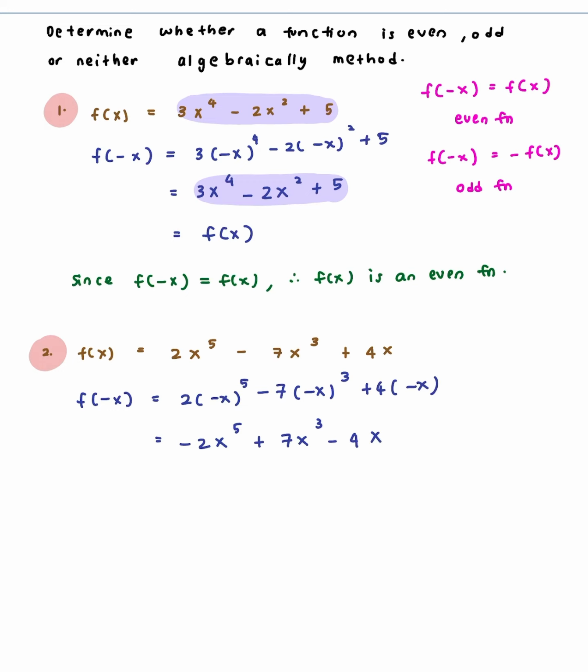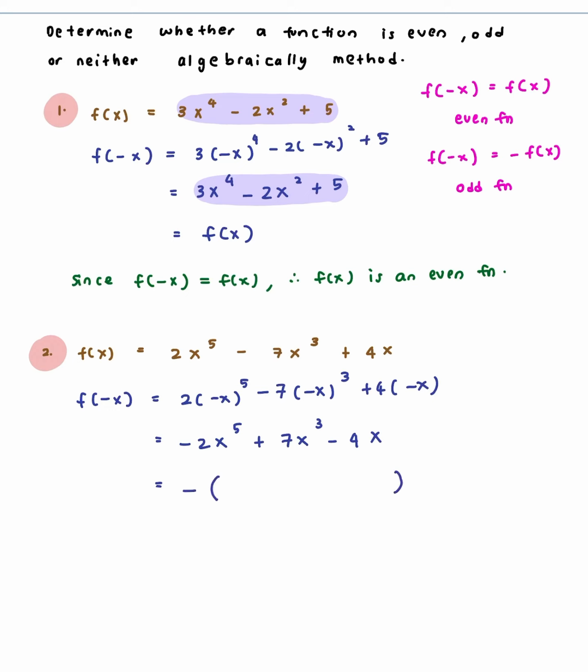Okay, so if you look at the answer here, is it equal to the question? The question is 2x power 5 minus 7x cubed plus 4x. But your answer right now is negative 2x power 5. So obviously this is not equal. Okay, so what happens if these two are not equal? You try to factorize negative outside.